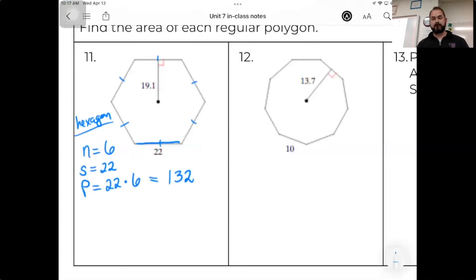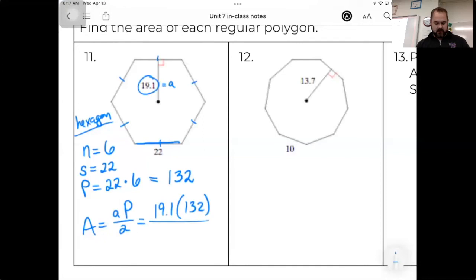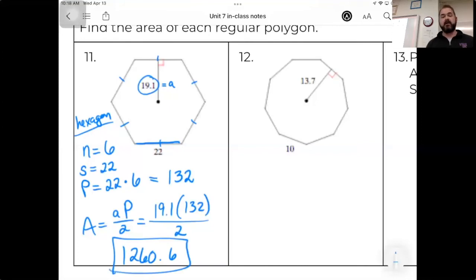Okay. And so my area formula means I'm going to take that apothem, little a, which is 19.1, times my perimeter and divide by 2. So that's 19.1 times the perimeter 132, all divided by 2. When I do that calculation, I get 1,260.6 for the area of that hexagon. Okay, so this formula is what I use. That formula gets me this answer.